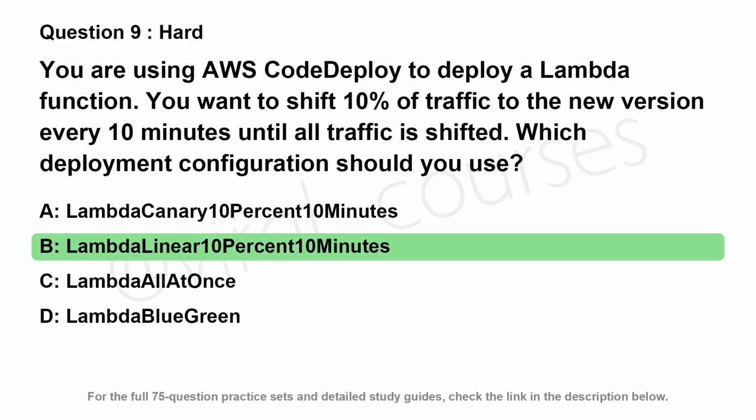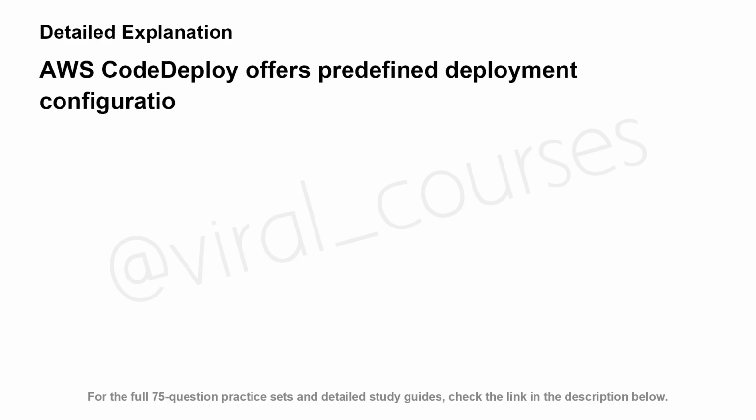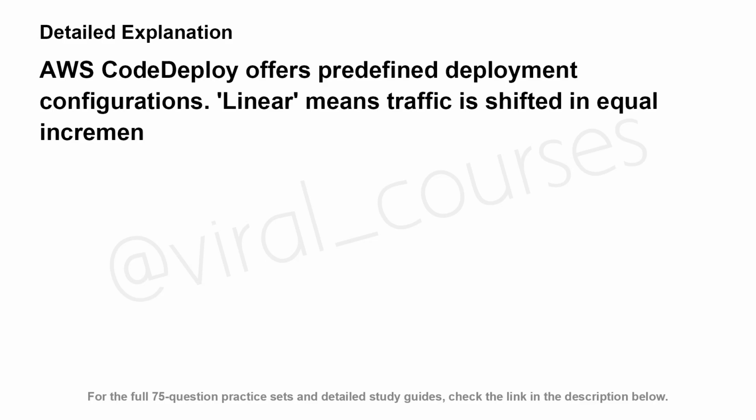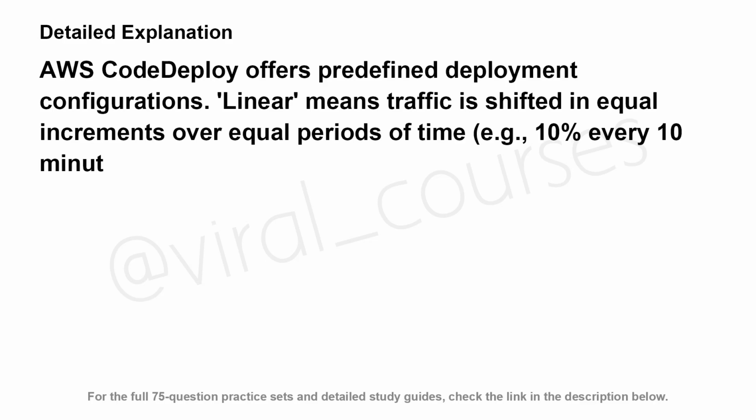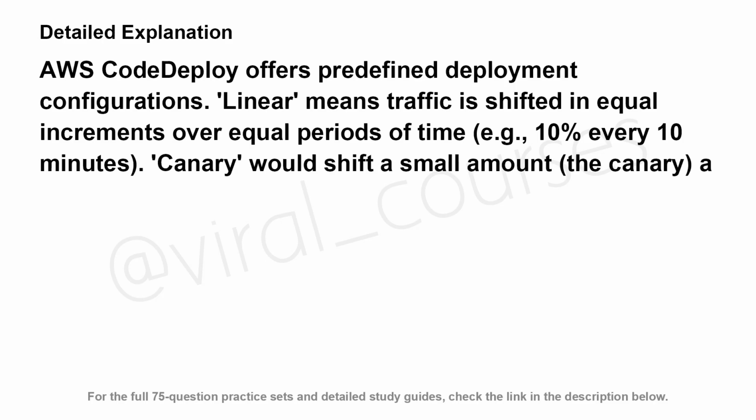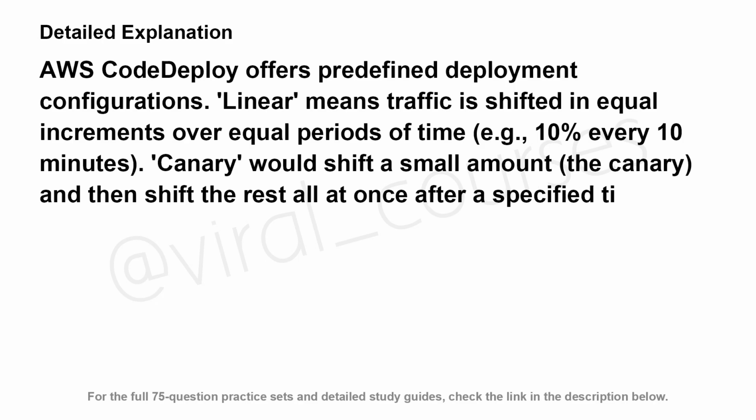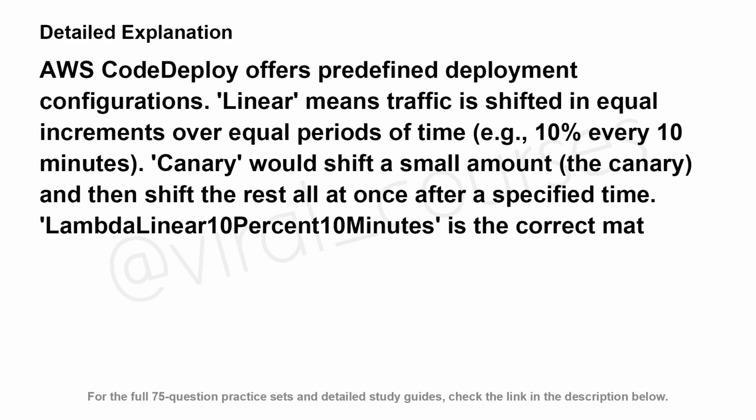The correct answer is B. AWS CodeDeploy offers predefined deployment configurations. Linear means traffic is shifted in equal increments over equal periods of time, e.g., 10% every 10 minutes. Canary would shift a small amount, the canary, and then shift the rest all at once after a specified time. Lambda Linear 10% 10 minutes is the correct match for this requirement.